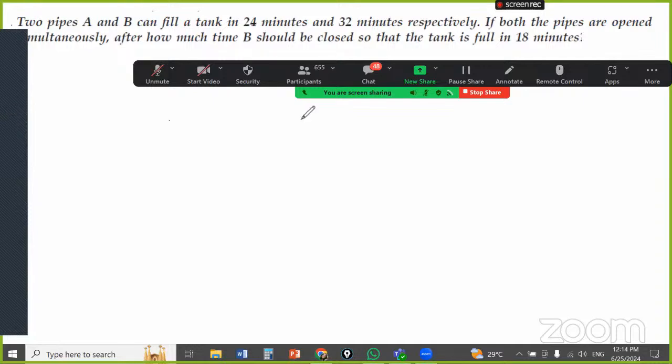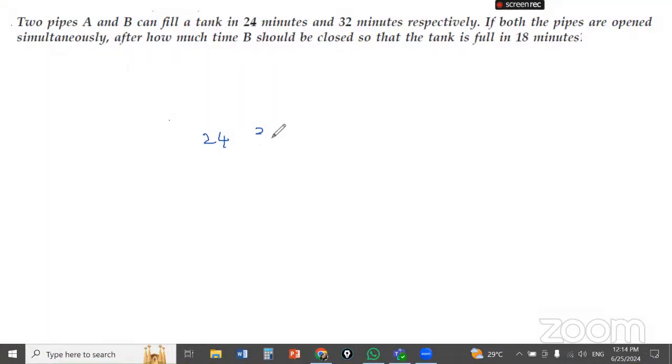So what we can do here is this 24 and then 32. These are the two individually A and B. So when we take LCM, we'll be getting the capacity, the total work. Total work is nothing but the capacity of the tank. So LCM of 24 and 32 would be 96 liters.